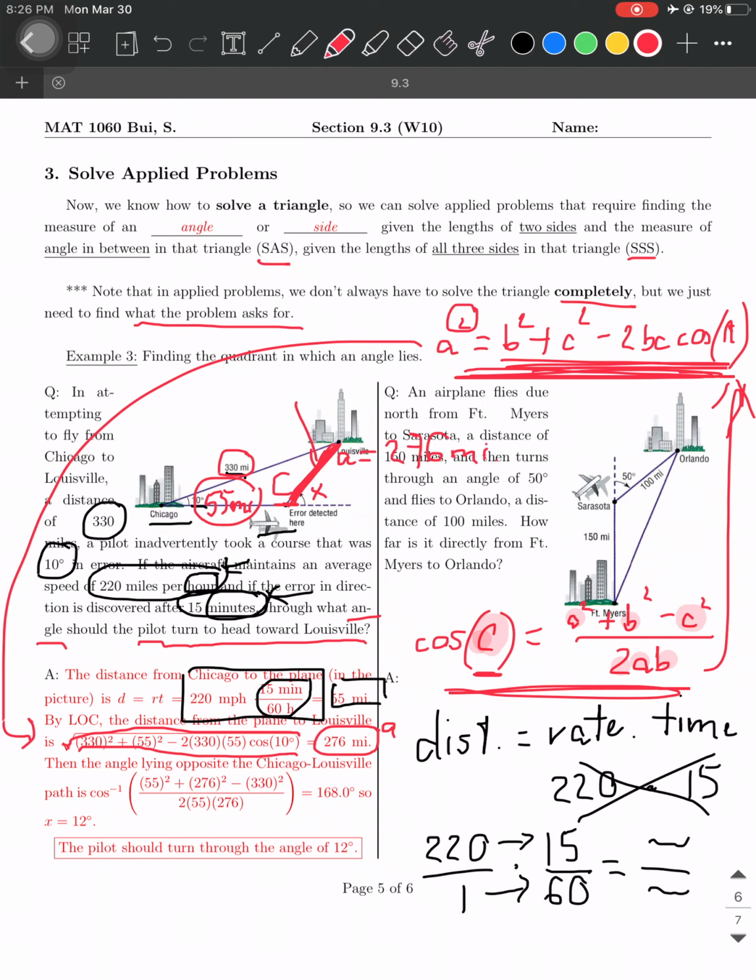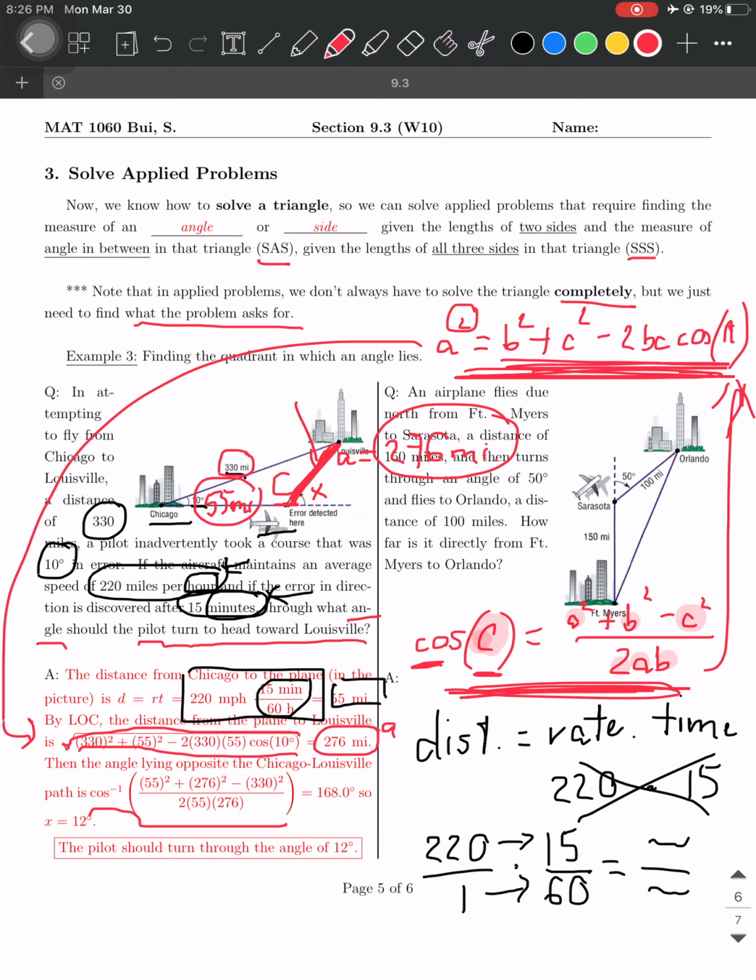Okay, now what? Now that we know all 3 sides of the triangle, we can apply this formula to find angle C. And make sure that after we get the number on the right side, we apply the cosine inverse to get the angle C like before. That's what I do here. So I do 2 steps at once.